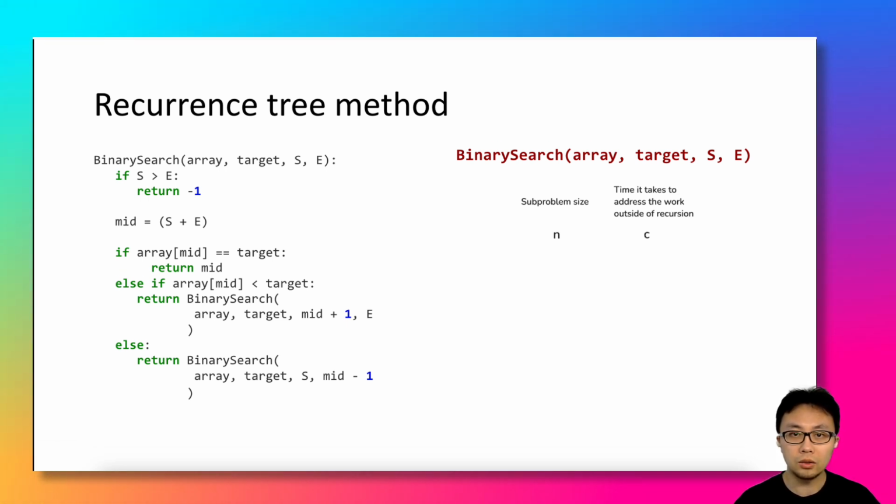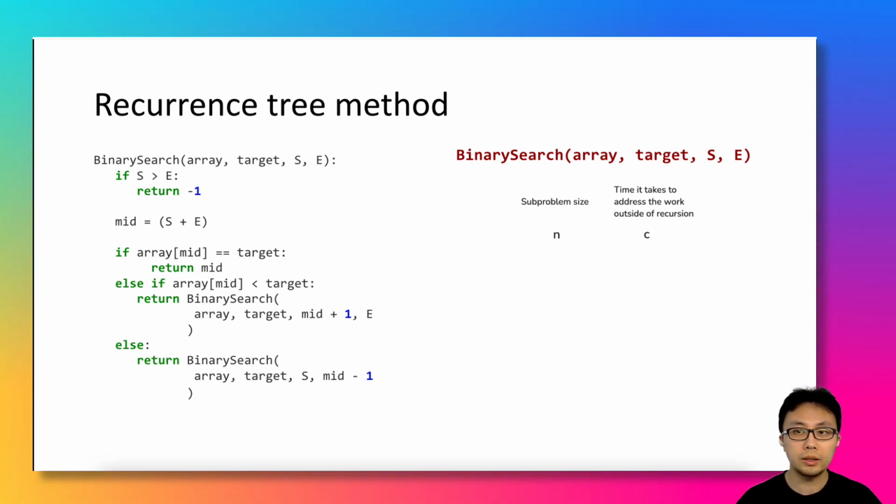The problem size is of course n. The time it takes to do the work outside of the recursion at this step is simply these 3 lines. They take constant time to be executed, so we will list C in the same row corresponding to this problem size, where C is a constant number.